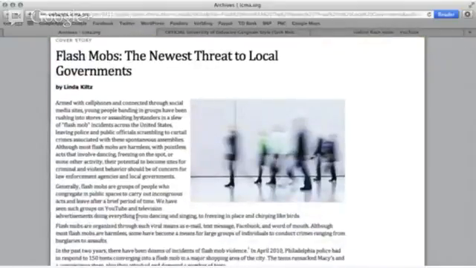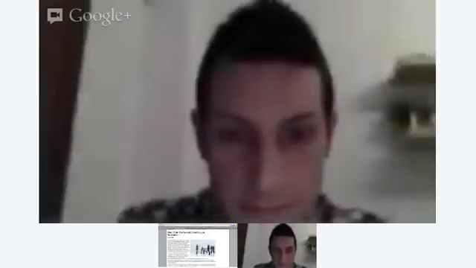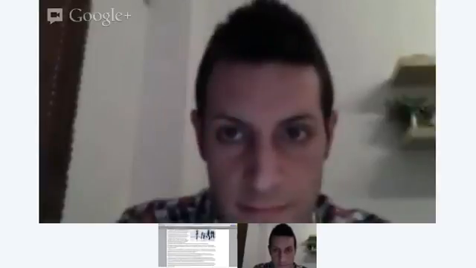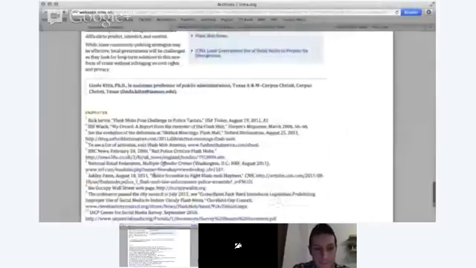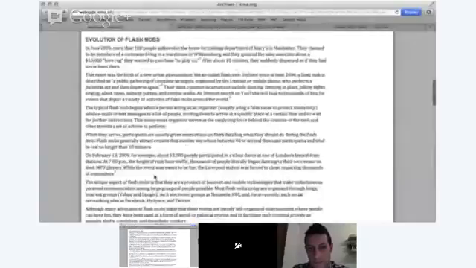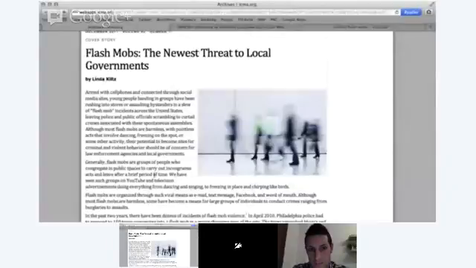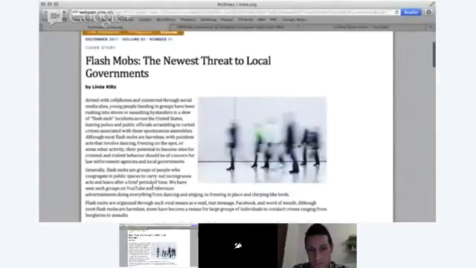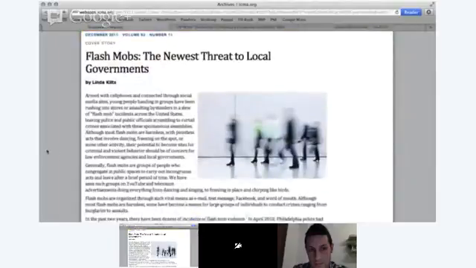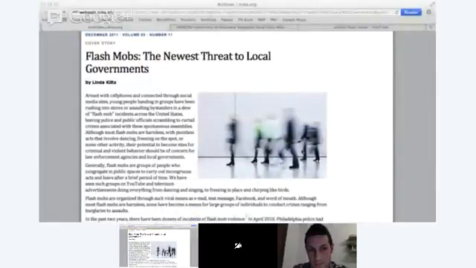The article is "Flash mobs, the newest threat to local governments." So what has been happening with the evolution of the flash mob? What did it start out as, and what has it moved to? This article is really long, and we definitely will not finish it, but as always, it's a great resource, so you're welcome to read it on your own. I promise it's not as complicated as my last class article. If you were watching my class about the Oscars, this is a little bit easier to read. Then we're going to end with another YouTube video.